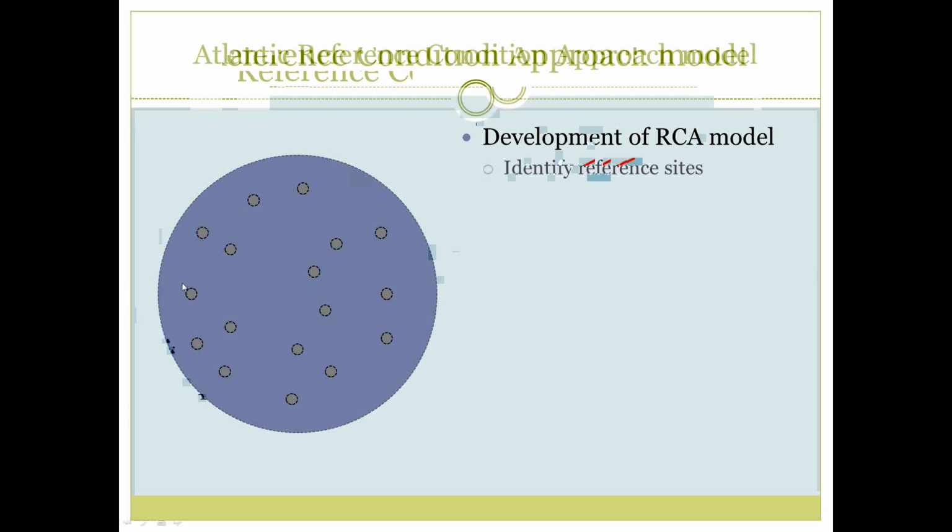Within our region, as represented here by this blue circle, we identify a series of reference sites. By reference sites, we mean sites that are minimally impacted, unimpacted if possible. We can't use the word pristine, so we'll say minimally impacted. So they don't have any kind of human stress going on within their upstream watershed or neighboring riparian vegetation.